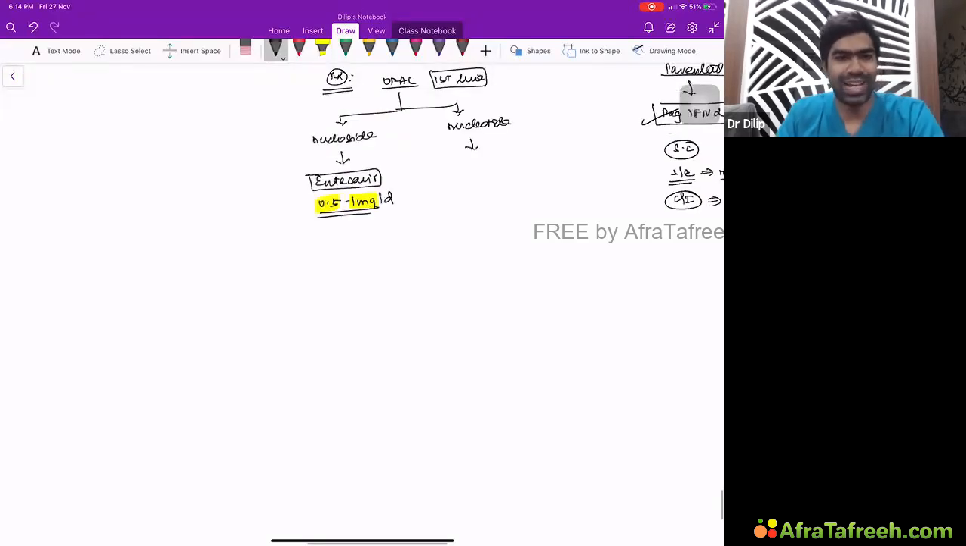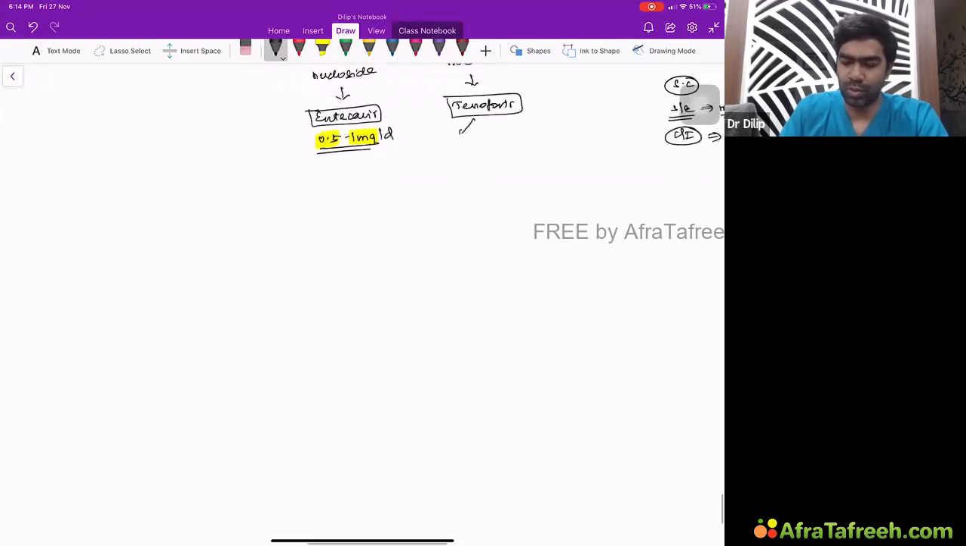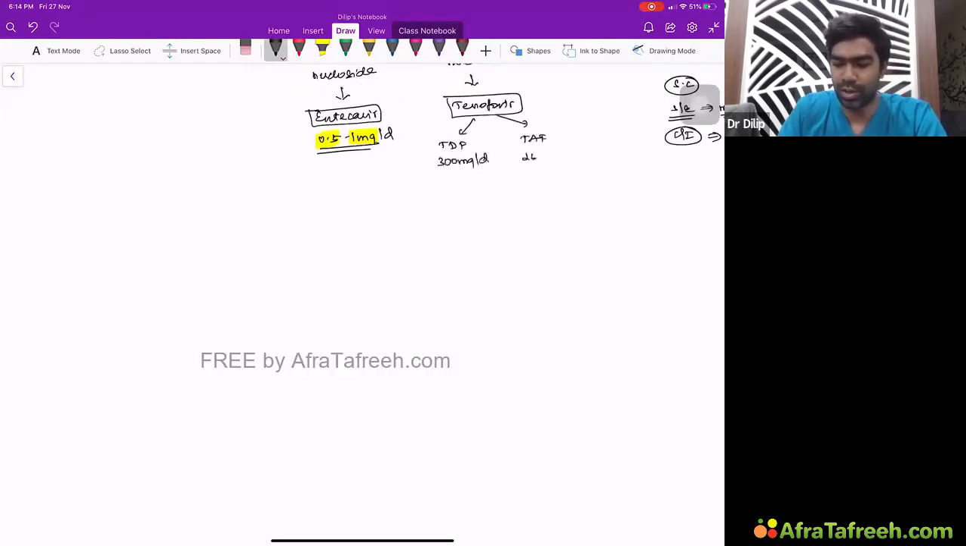And in the nucleotide analogs, we have tenofovir. Tenofovir is a very good drug. And we have 2 components. One is called tenofovir disoproxil fumarate, and the second one is tenofovir alafenamide. The standard dose of disoproxil fumarate is 300 milligram per day, and for alafenamide is 25 milligram per day. The advantage of alafenamide is that it's a prodrug, so you need to give a lesser dose, and the risk of nephrotoxicity with alafenamide is quite less compared to tenofovir disoproxil fumarate.